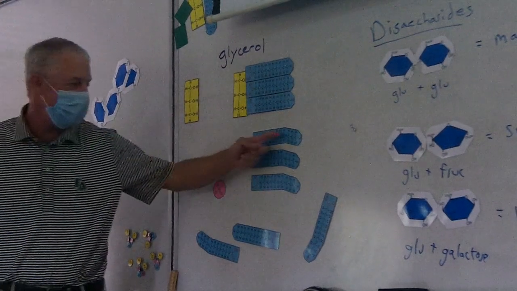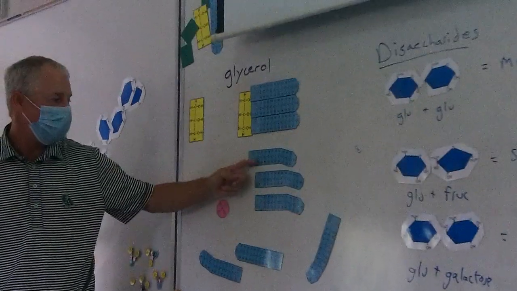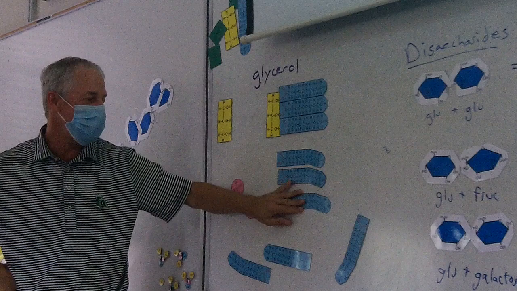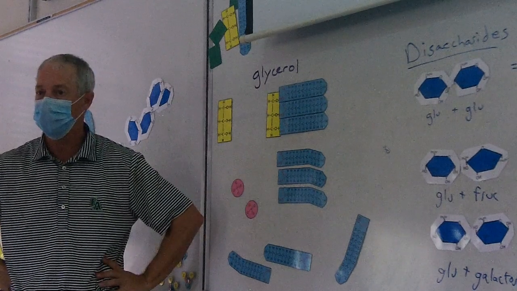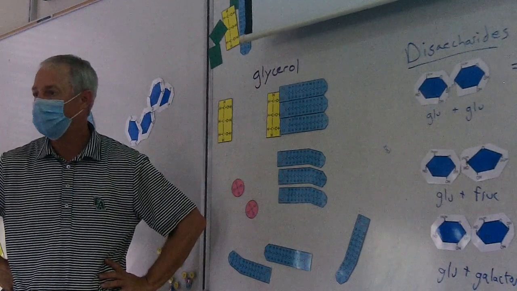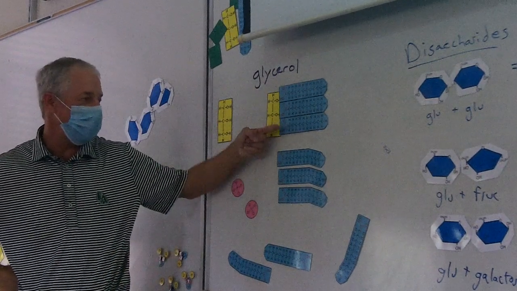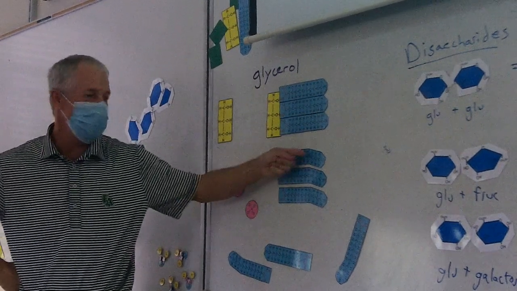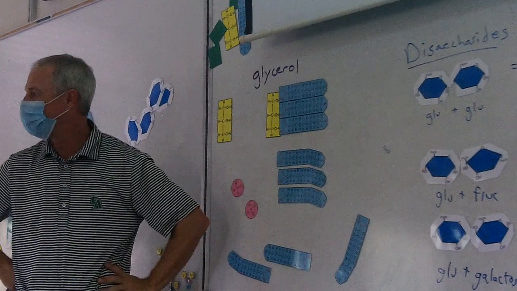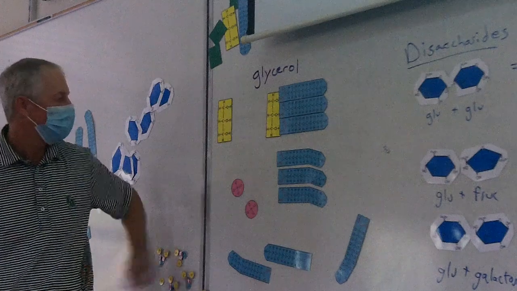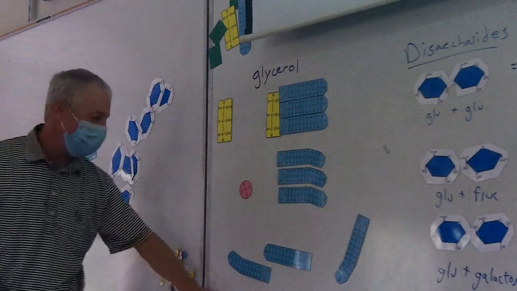So we call that a fatty acid chain that has a bend in it an unsaturated fatty acid chain. Have you ever heard that before? Saturated if it's straight, it's unsaturated if it's bent. Okay? So that's the building blocks of a fat.